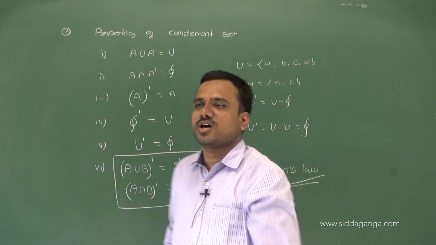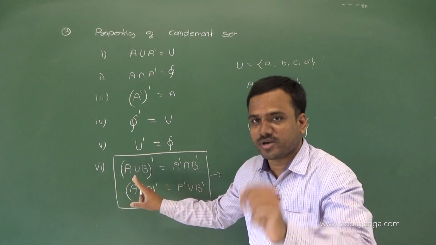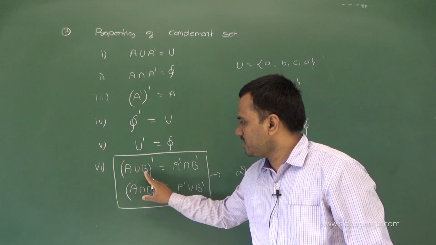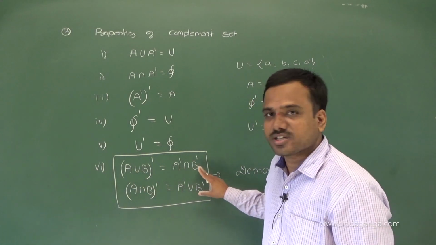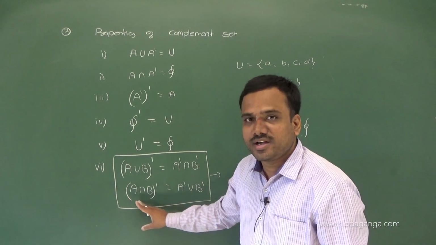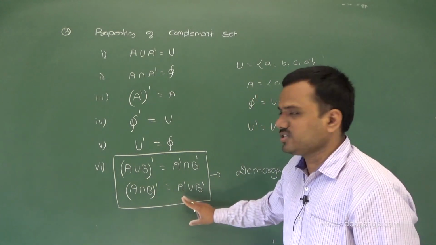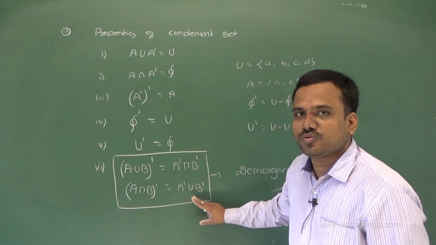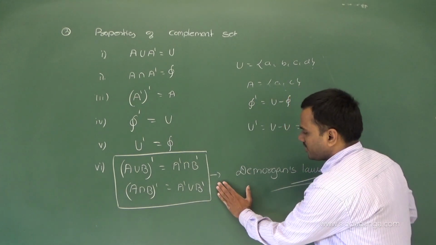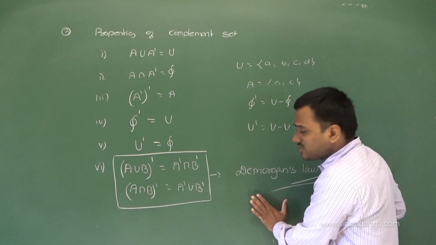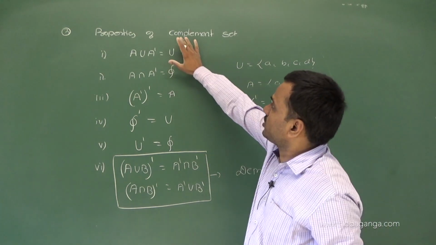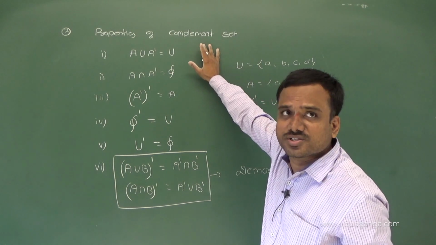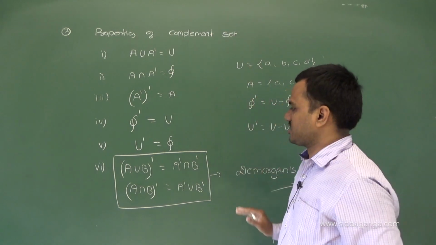De Morgan's law says that, a very important property, A union B whole dash is equal to what? A dash intersection B dash. A intersection B whole dash is equal to what? A dash union B dash. These two properties are called De Morgan's law. So these are all the properties of complement of a set. Okay.